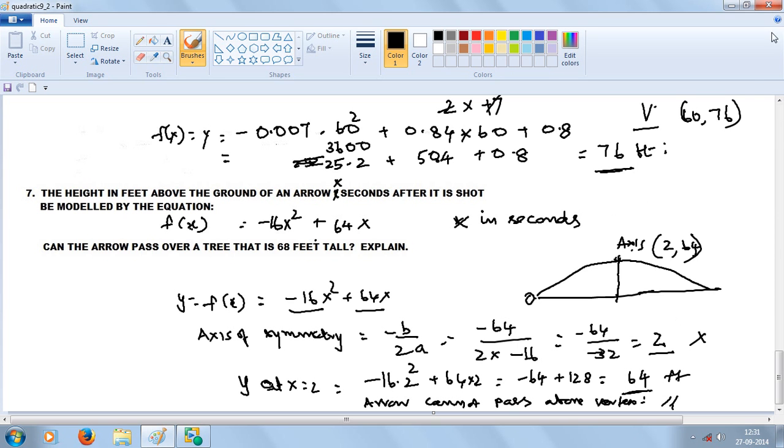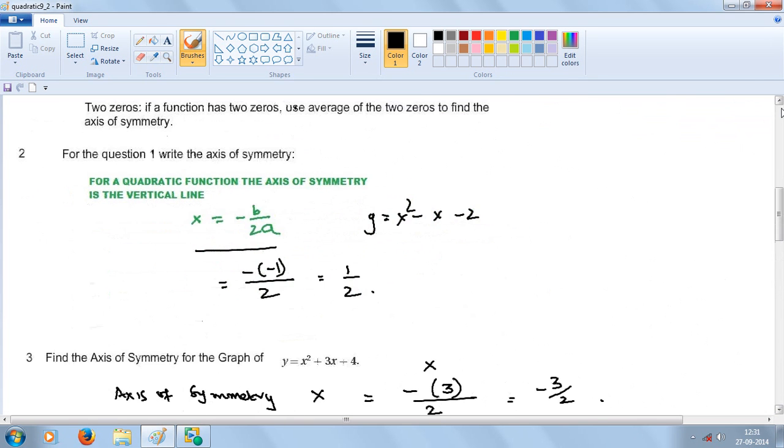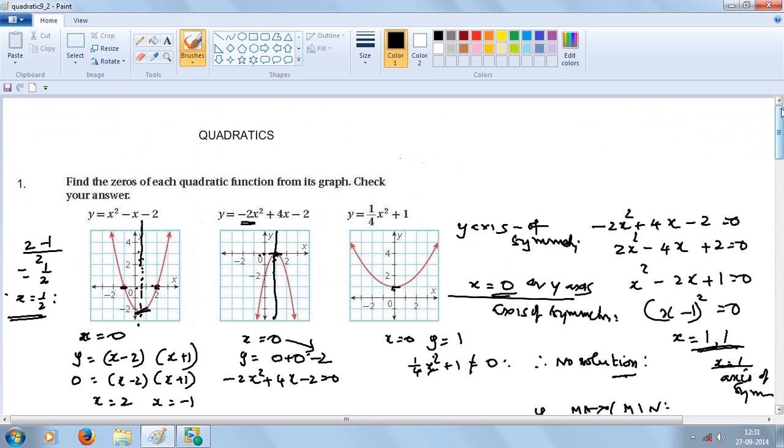Now thank you for listening to this lesson. In this problem we have seen the basics of quadratics, how the quadratic function behaves, how we are able to arrive at the zeros of each quadratic function and the axis of symmetry. And once we know the axis of symmetry, we can find out the y coordinate of the vertex. Thank you.